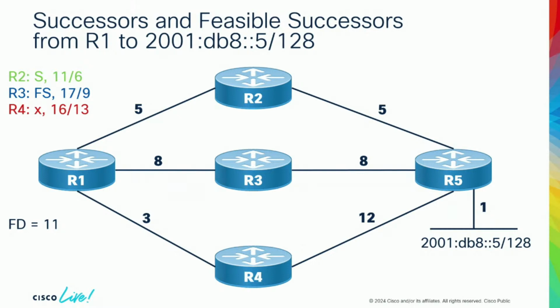Now, if the link between R1 and R2 died, the textbook would say, oh, you have a feasible successor, go and use it. But if you did, you would stay on a loop-free path, but not the shortest one that's available, or might be available. That's the better way to put it, might be available.